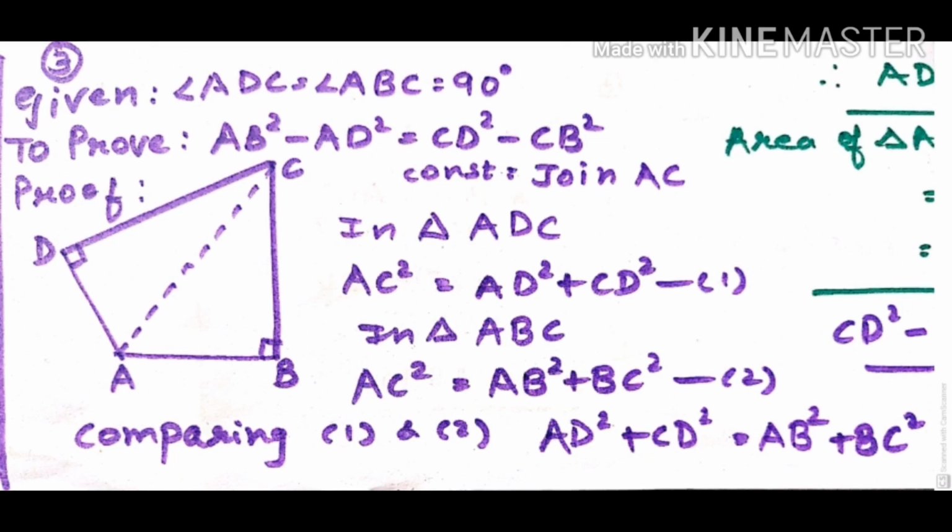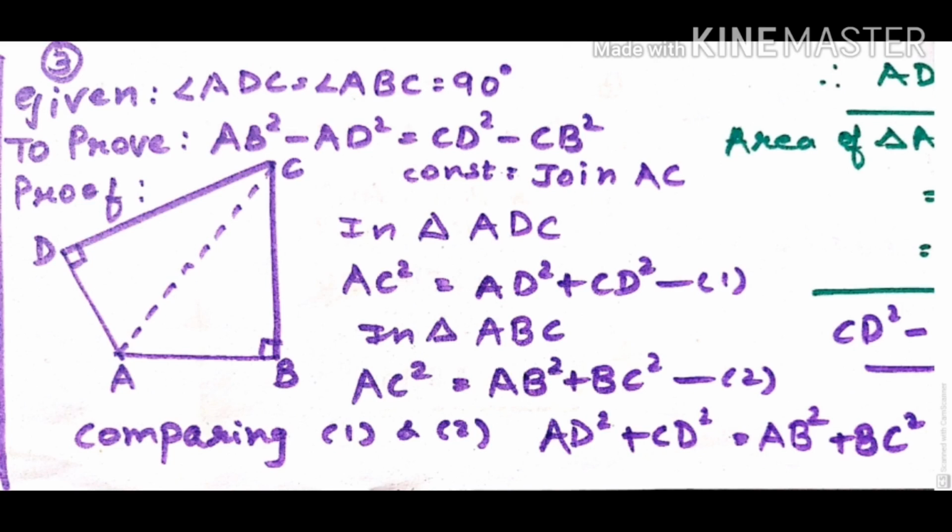Now let's see the proof part. In the proof, whatever the figure drawn in the textbook question I have drawn, but I have joined AC. So I have written that construction part, CONST is construction, join AC. Now students, there will form two triangles. In triangle ADC, if you use Pythagoras theorem, it is AC square is equal to AD square plus CD square, which I have given number 1.